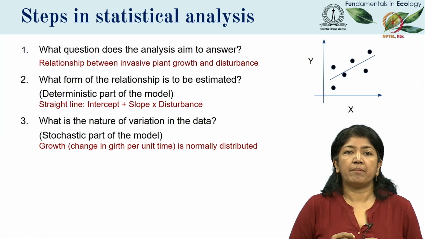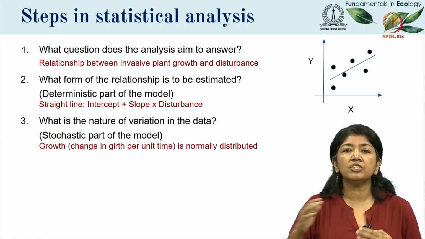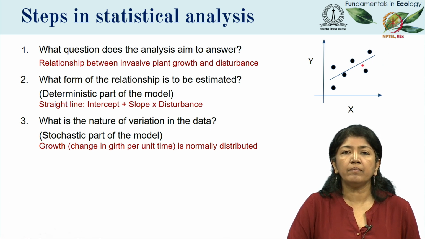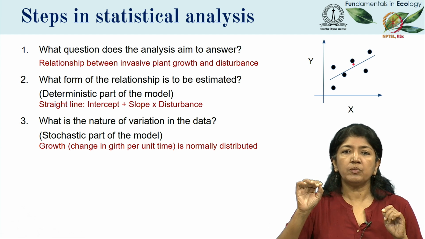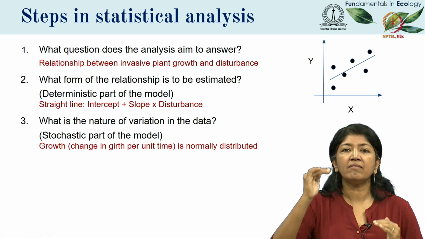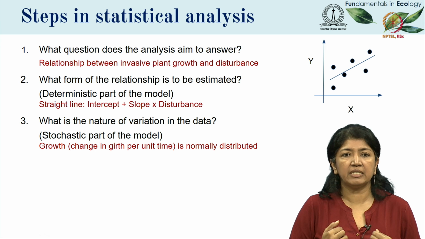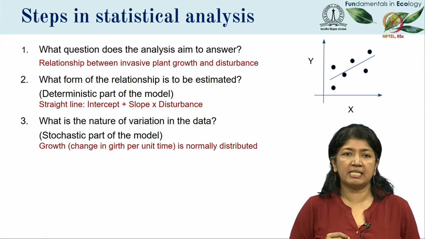The third step is to then think about what is the nature of variation in the data. How will data points deviate from the deterministic part? So, on average we expect a straight line relationship, but of course data will deviate from that. So, what is the nature of variation in the data? This is called the stochastic part of the statistical model.